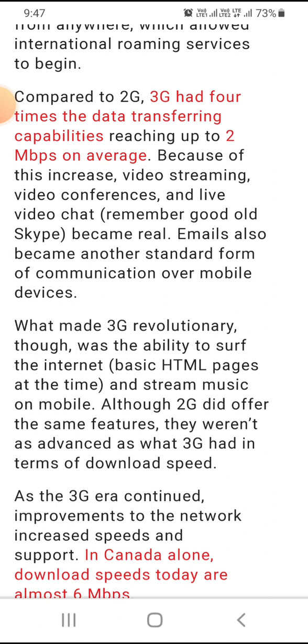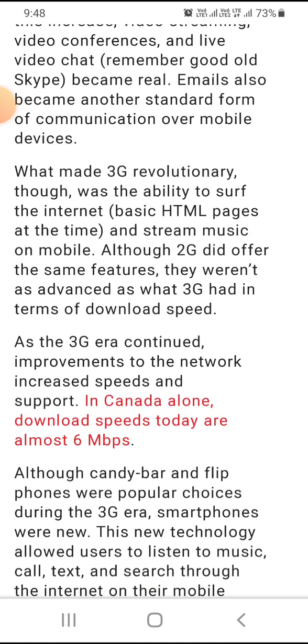What made 3G revolutionary though was the ability to surf the internet, basic HTML pages at that time, and stream music on mobile. Although 2G did offer the same features, they were not as advanced as what 3G had to offer in terms of download speed and many other things. As the 3G era continued, improvements to the network increased speed and support. In Canada alone, download speeds today are almost 6 Mbps.